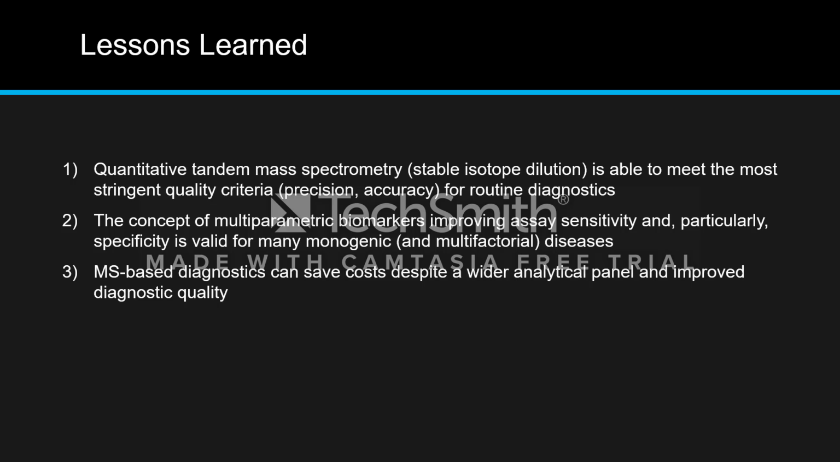So what did we learn? Quantitative mass spectrometry, that's a hard one, is able to meet the most stringent quality criteria. So mass spectrometry is going to be this big giant graph. It shows you all kinds of different things about all the different little molecules and enzymes and stuff. It's a little bit overwhelming at first because, again, this is a very hard topic to understand.